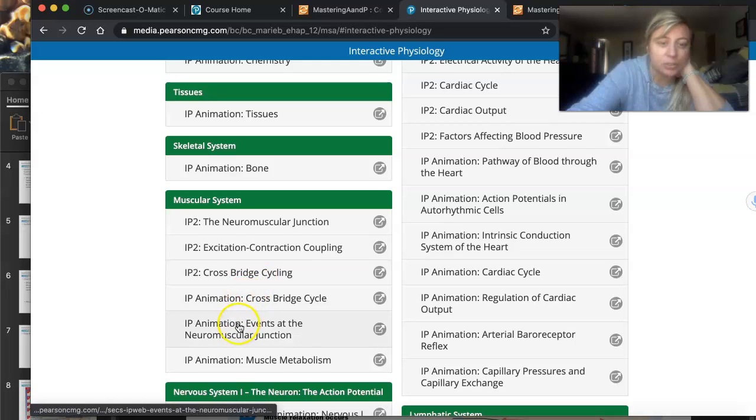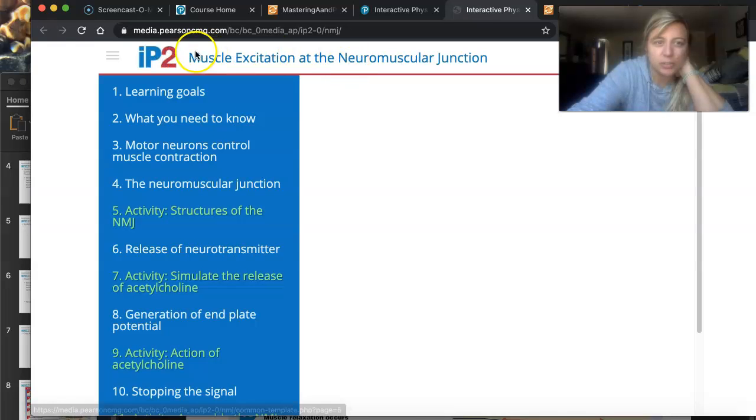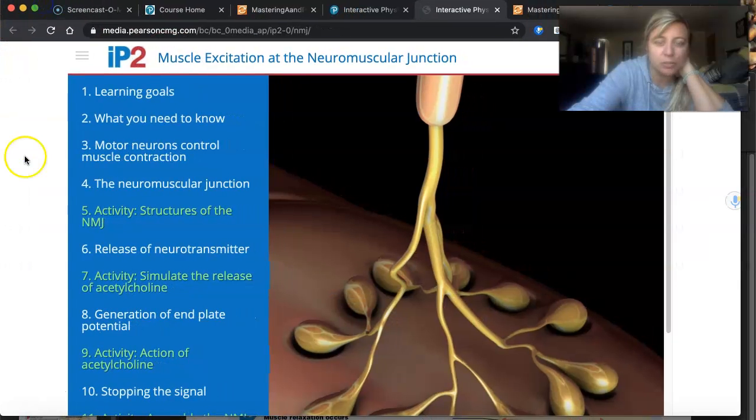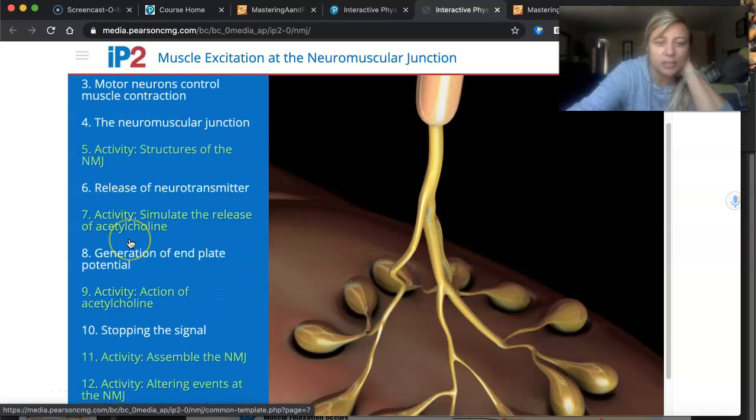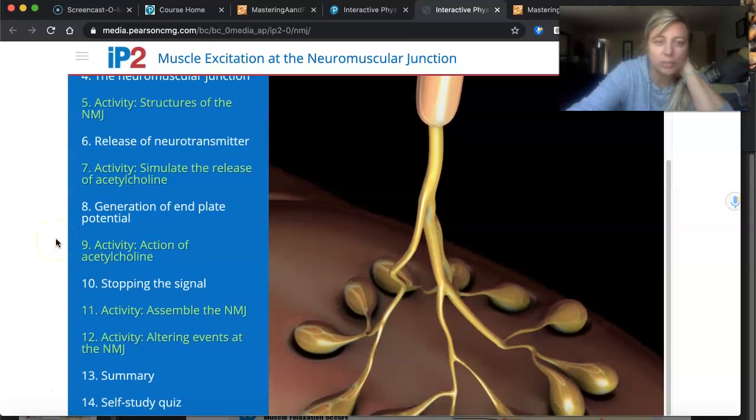There's also an older version. You'll see ones below it with the same names. These are animations that step you through, so you could also explore those. The IP2 ones are the updated, newer version of these interactive physiologies, but I encourage you to explore them, especially if this is your first time being introduced to the physiology of muscle cell contraction. It steps you through what you should learn about these events. It has activities, with a lot of drag and drop. These are not graded. I don't see results from these, but they also have little study quizzes at the end.